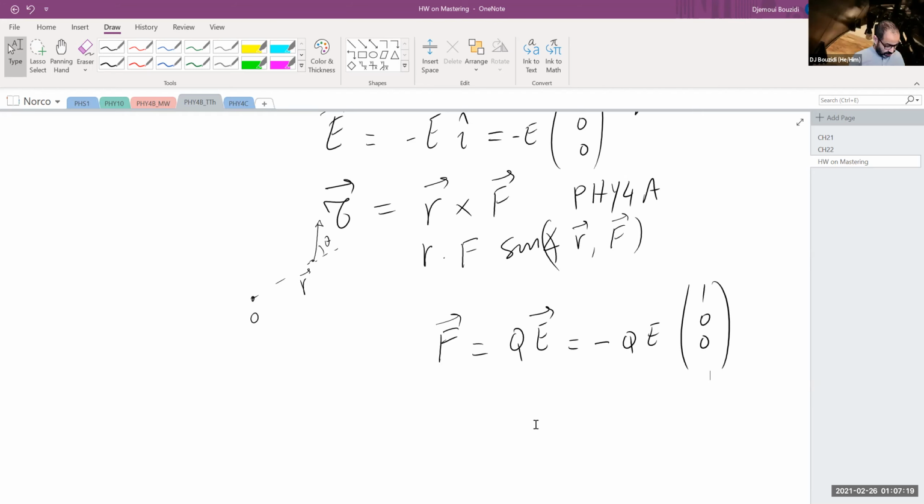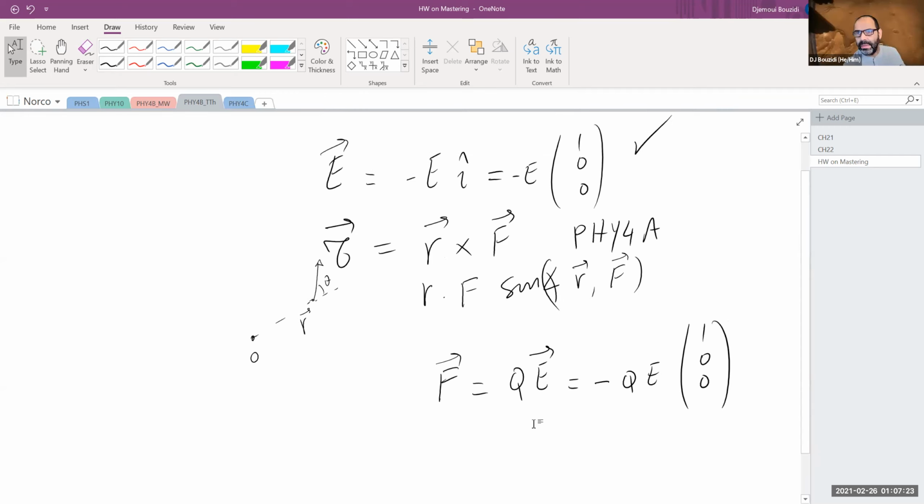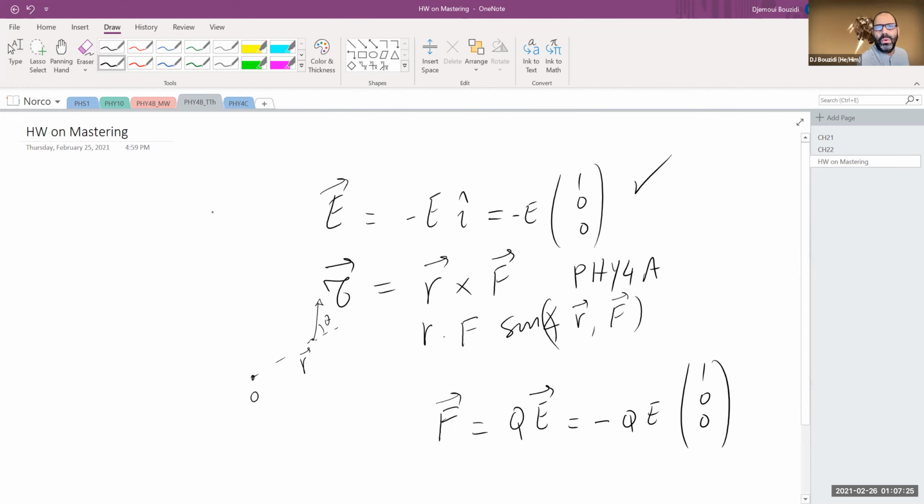And it is present in the region Y greater than 0. So this electric field has the property that it is nonzero only for Y greater than 0, but for Y equal or less than 0, E is 0. So that means this force only exists in the upper side of the plane. There is no force in the lower plane because there is no electric field in the bottom.